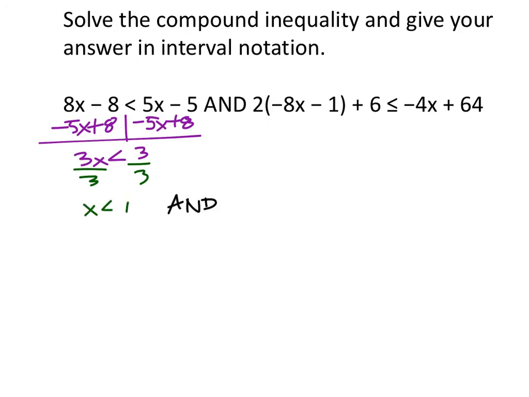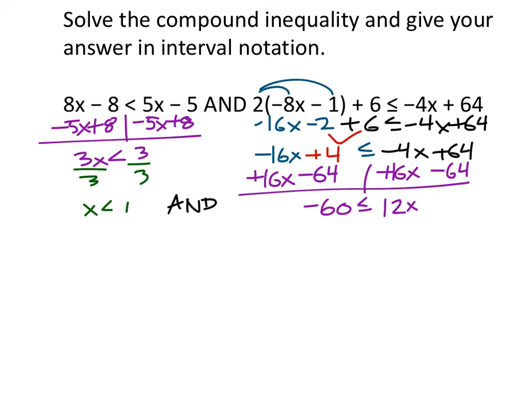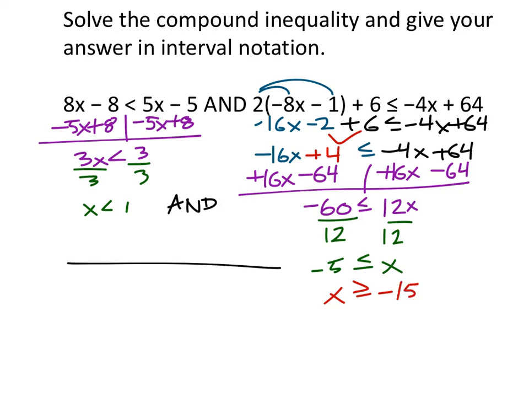And we'll solve this other one. Distribute the 2. And then combine like terms. Negative 2 and 6. And it looks like I'm going to be adding 16x to both sides. And then subtracting 64 from both sides. And well, finally, we'll divide both sides by 12. So yeah, if you did it the other way, you would have gotten x is greater than or equal to negative 5. Well, that takes us to the graph, which hopefully helps us with the interval.